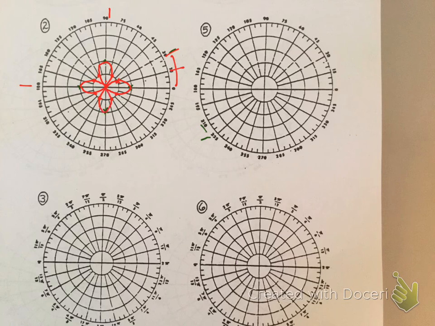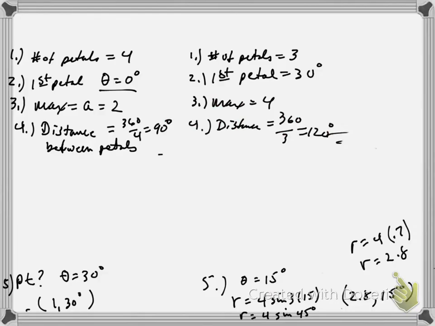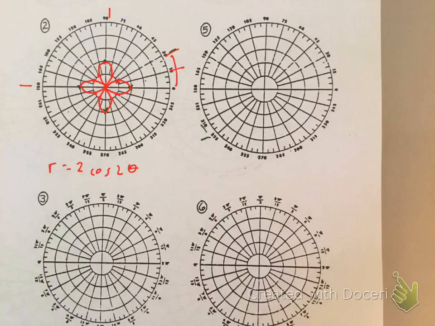So there's the graph of, oh, what in the heck was that? Oh, I know how I should be able to do this, because I'm going to make you write the equations from the graph, and I know that that's going to be r equals 2 cosine 2 theta. Good job. So the next thing I've got, let me go back and look at it one time. I've got 3 petals. I've got the first petal at 30 degrees. I've got 120 degrees between them. Maximum length is 4.